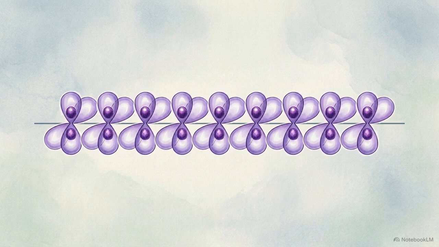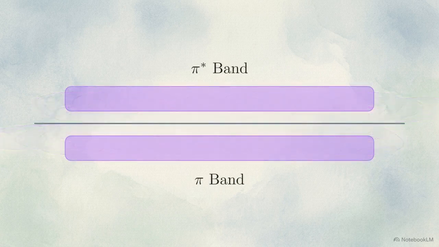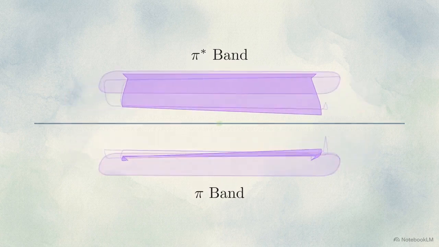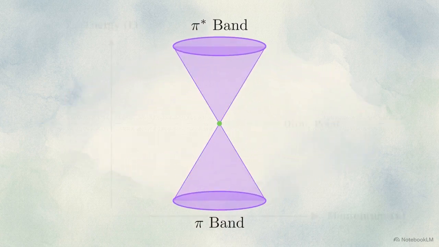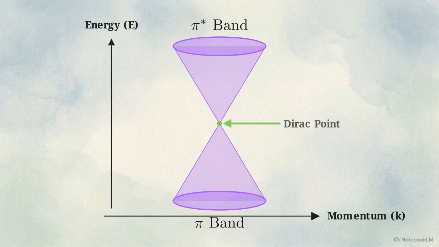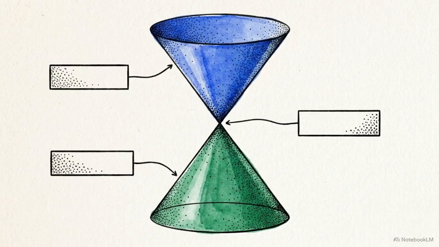Unlike the flat sigma bonds, these orbitals are oriented strictly perpendicular to the carbon plane. Because the carbon atoms are packed so closely, these perpendicular orbitals overlap. They hybridize collectively, forming continuous, delocalized fields known as the pi and pi star bands. In a single 2D layer, these energy bands meet at discrete points, where the relationship between an electron's energy and momentum becomes linear. This unique intersection allows graphene to function as a zero-gap semiconductor.